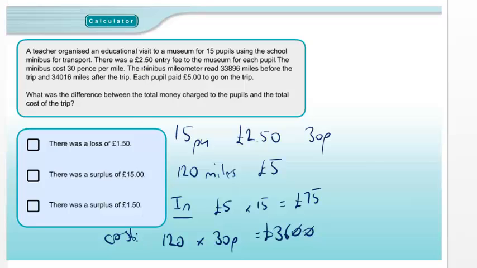And the entry fee to the museum was £2.50 for each pupil, so it has to be half this amount, because here they were charged £5. So half of the 75 is £37.50. So the costs incurred were 36 plus 37.50, which is £73.50. And the income was just £1.50 more than that. So our answer is there was a surplus, or an extra, of £1.50.